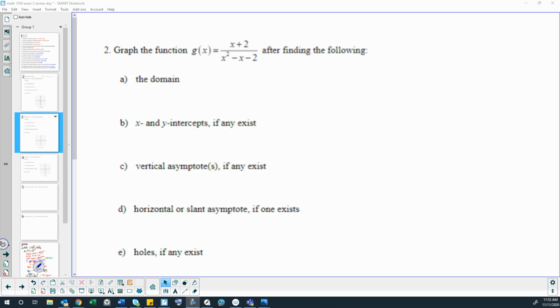Okay, so domain. So we do domain by looking at the denominator only. So we're going to factor the denominator.